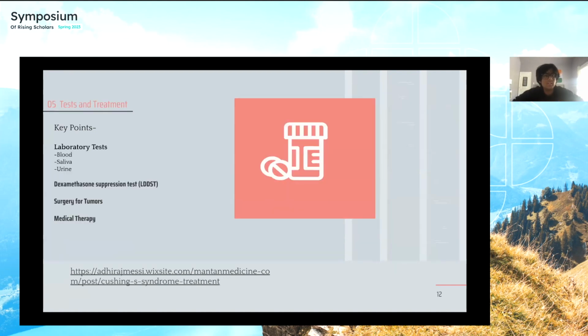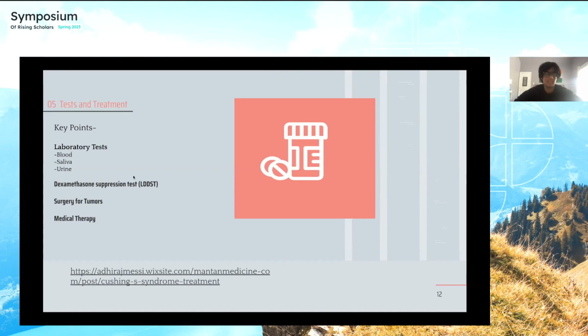And the final one is the tests and treatments. So some lab tests could be done, such as blood, saliva, and urine. And it's very important to do this over a 24-hour period because cortisol levels fluctuate often during the night. You can also do an LDDST test.